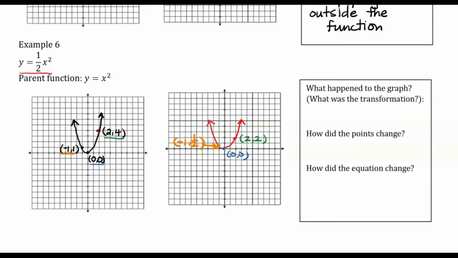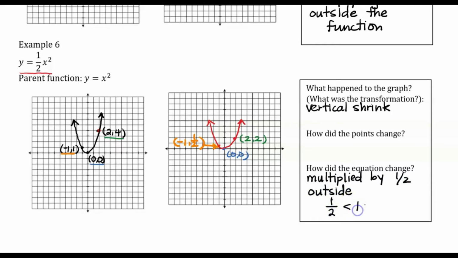So what's happening graphically speaking, what the transformation is here, is that this is a vertical shrink. This is a vertical compression. Shrink, compression, you can use those words interchangeably. How did the equation change? Well, we multiplied by 1/2, and we did that on the outside of the function. And I'm going to make a note here that 1/2 is a number that is smaller than 1. And it is only because 1/2 is smaller than 1 that we're getting that this is a shrink.